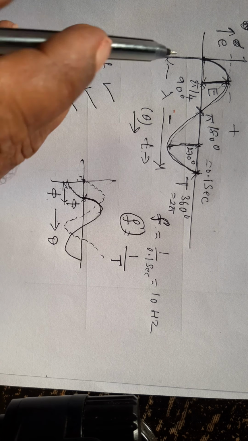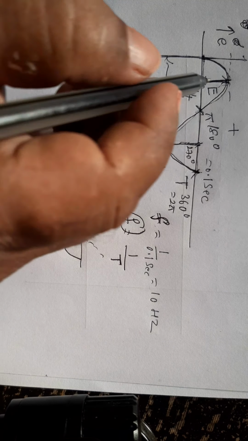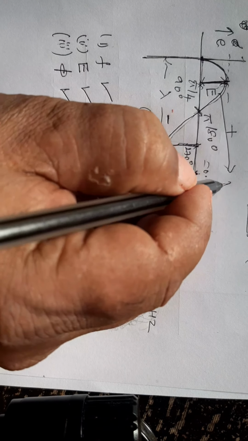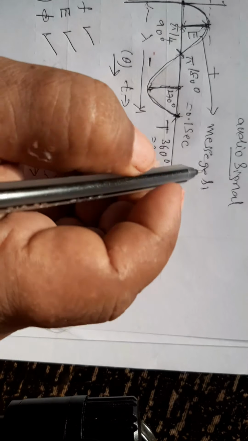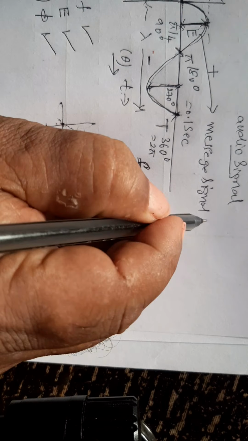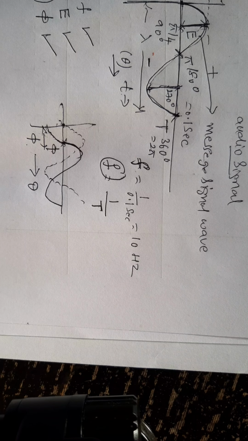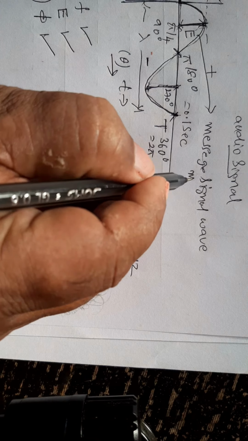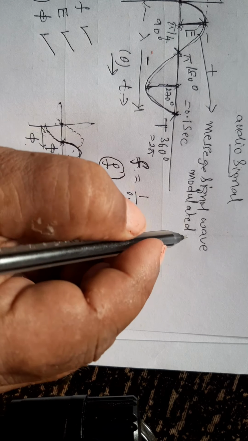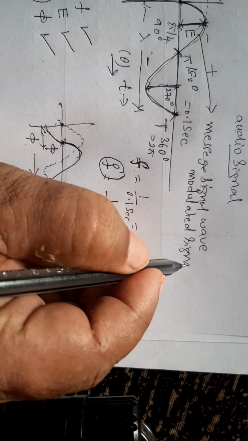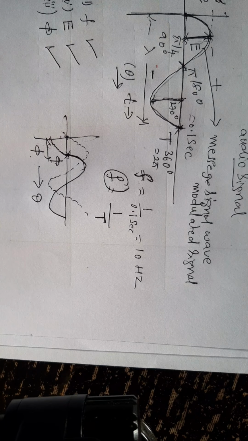Now, I will consider this wave as the message signal wave, or simply the audio signal wave. It is also called the modulating signal. The signal which is to be changed or modulated is called the modulating signal. This message signal has to be changed.